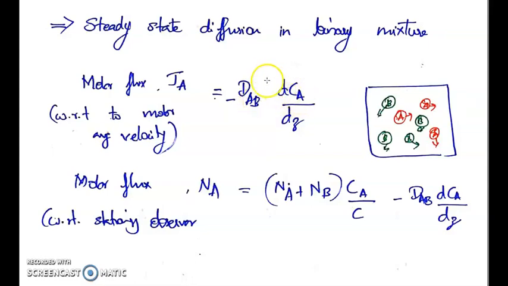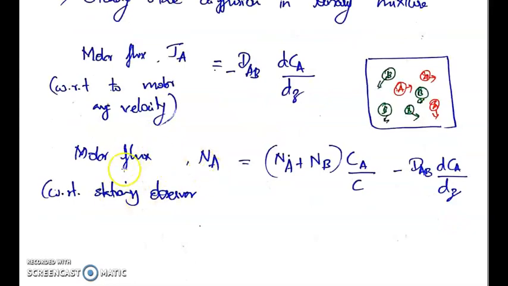So here the coefficient DAB accounts for the presence of the B molecules. The flux at which A diffuses will be different if only A was present. B molecules are actually providing an obstruction, or more resistance, to the flow of A molecules. So the presence of B molecules will also determine the rate at which A is diffusing. That's why we have the term DAB here.